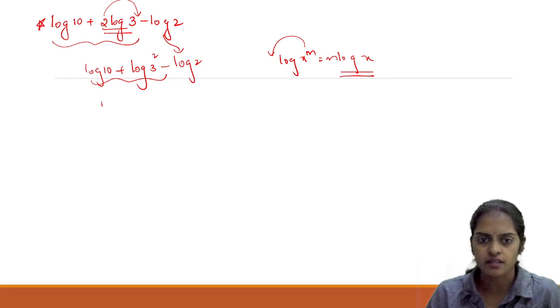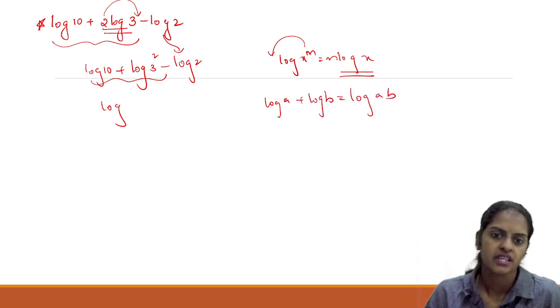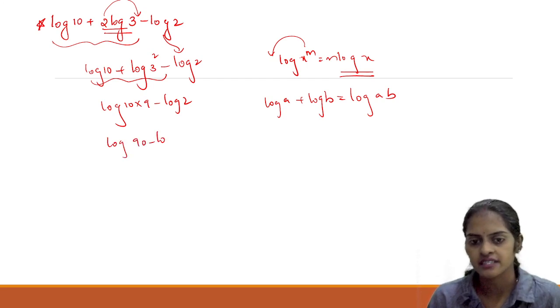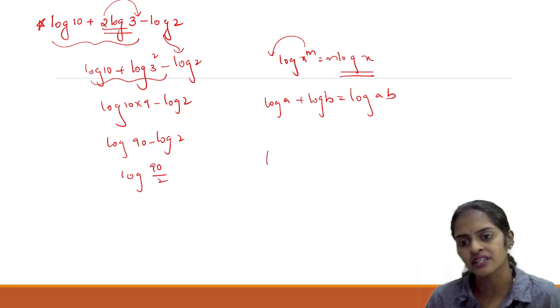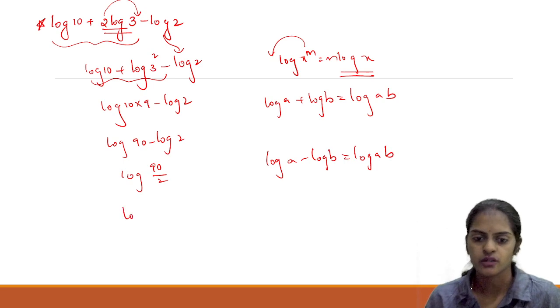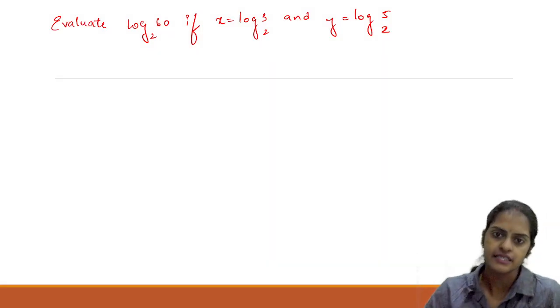Okay, now these two let us combine. We know log A plus log B is equal to log A into B. So log 10 into 3 square, which is 9, minus log 2. So log 90 minus log 2. Log 90 minus log 2 is log 90 by 2. Yes or no? So we have log A minus log B is equal to log A by B. So you have log 45. 90 by 2 is 45. Clear? See the next one.